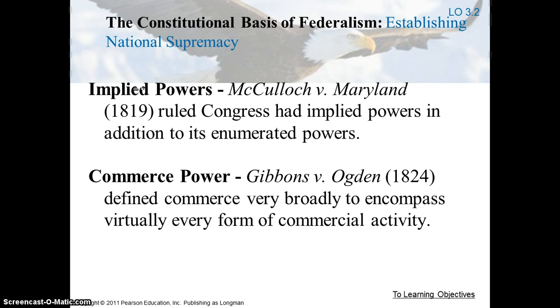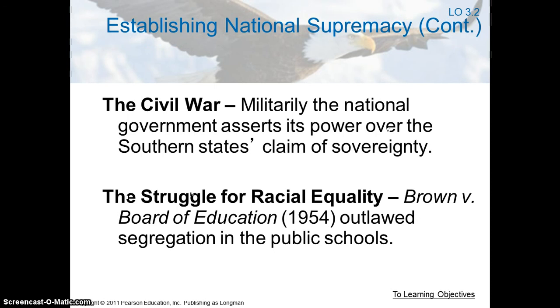One of these implied powers comes out a little bit later when it comes to Gibbons versus Ogden in 1824, and you see the national government extending its power of commerce. Of course, you can really see the national government establish its authority over the states when it comes to the Civil War, which you're all familiar with, and the southern states try to secede from the Union, while the national government of the United States, which is adhering to the Constitution, says you can't do that, and all of a sudden there's war.